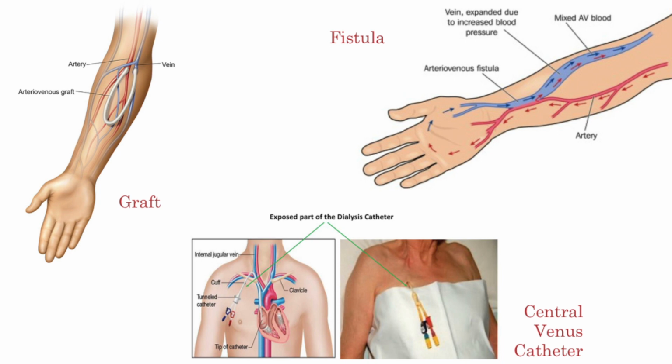The third option is a central venous catheter, which is used when a fistula or a graft is not possible, or the patient is waiting for the fistula to be ready, as it can be used immediately. However, if not managed carefully, a central venous catheter can increase the risk of infection and can become blocked. It is therefore not usually suitable for long-term use.